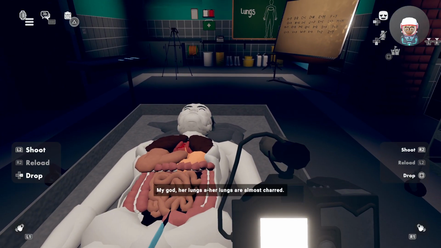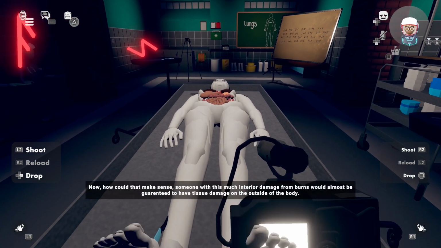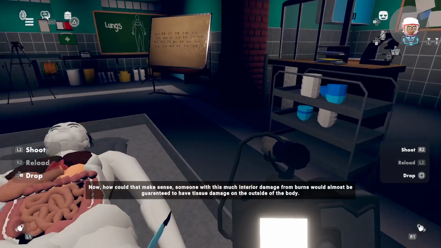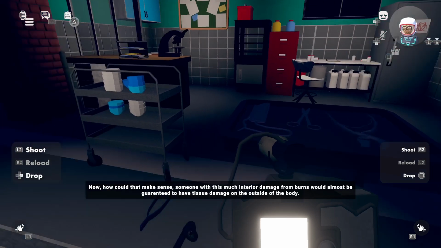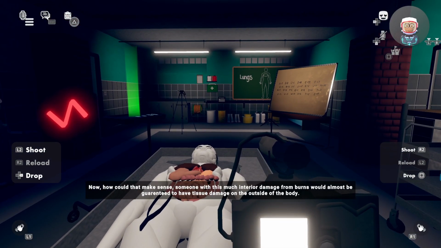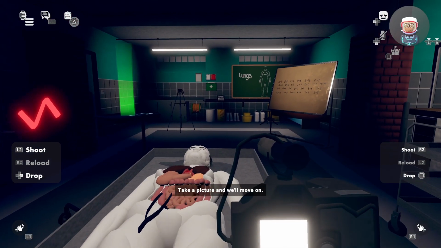My god, her lungs are almost charred. Almost as if she was burning from the inside out. Now how could that make any sense? Someone with this much interior damage from burns would almost be guaranteed to have tissue damage on the outside of the body. Take a picture and we'll move on.